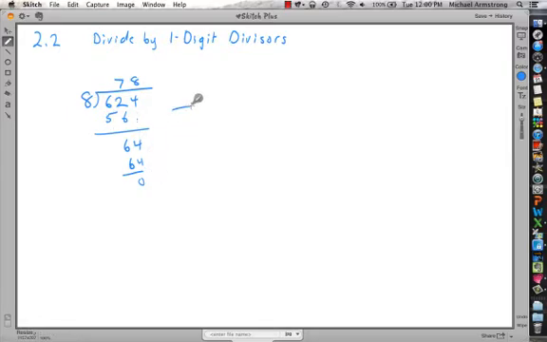We can do the opposite of division, which is 78 times 8. 8 times 8 is 64. 8 times 7 is 56, plus 6. 56 plus 6 is 62. So we see that we got the right answer.